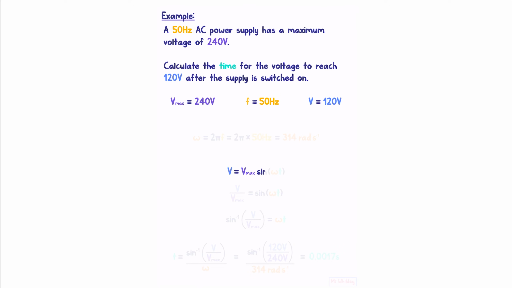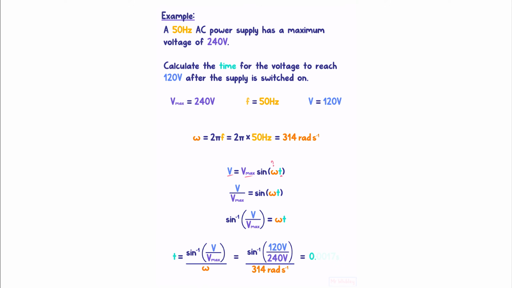To use our voltage equation here, where we know this, and we're trying to find this, we need to find our angular frequency. To do that, we can use the equation 2 pi f, which is given to you on your formula sheet. Putting in our frequency gives us 314 radians per second. And now to solve this for our time, we first divide both sides by the maximum voltage, then take the inverse sine of both sides, and now finally divide both sides by omega. Putting our numbers in gives us 0.0017 seconds.